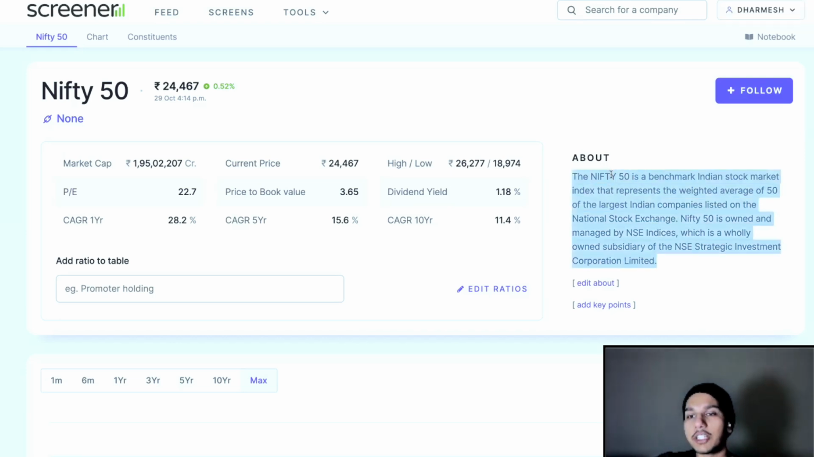The Nifty 50 is a benchmark Indian stock market index that represents a weighted average of 50 of the largest Indian companies listed on the National Stock Exchange. Now, the National Stock Exchange, NSE, is a place where different investors can come in and trade their equities. And this particular index is tracking the total market capitalization of the top 50 companies that are listed in India.